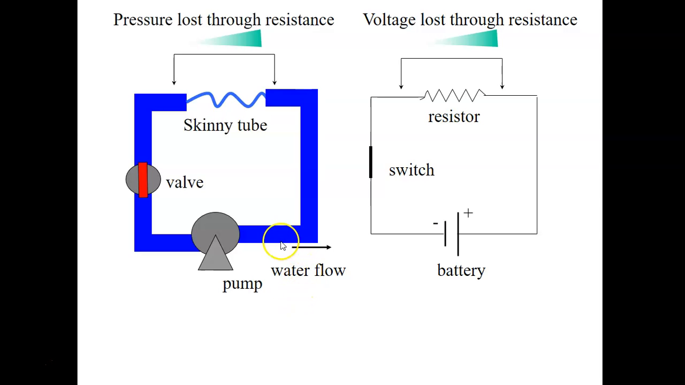So when we pump water through a skinny tube, we lose pressure. Pressure drops from one end of the tube to the other. When we pump electricity through a resistor, we lose voltage, and we lose energy, and energy decreases from one side to the other. So we lose energy from the positive side to the negative side.